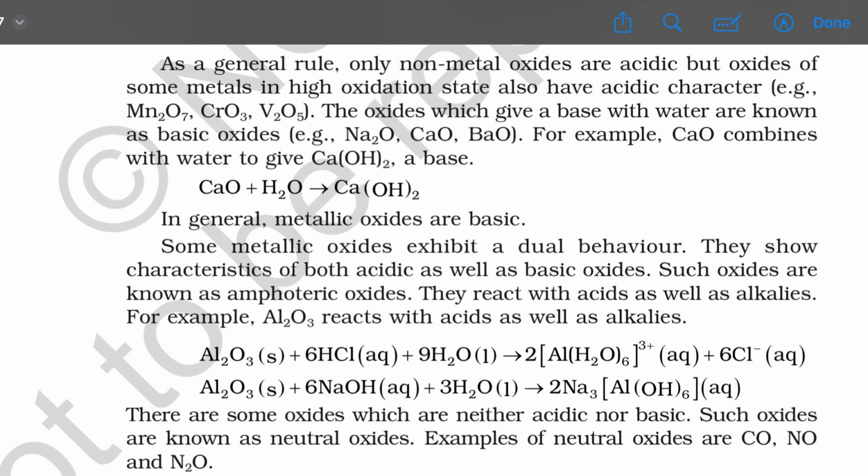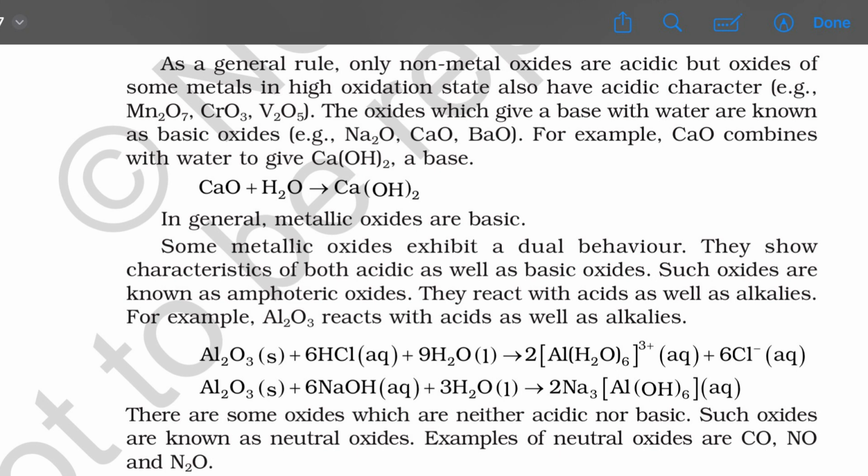The oxides which give a base with water are known as basic oxides like Na2O, CaO, BaO. CaO gives Ca(OH)2. In general, metallic oxides are basic. Some metallic oxides exhibit dual behavior like Al2O3, zinc oxide and all. They show characteristics of both acidic as well as basic oxides. Such oxides are known as amphoteric oxides. They react with acids as well as alkalis. For example, Al2O3 with HCl gives AlCl3 and H2O.